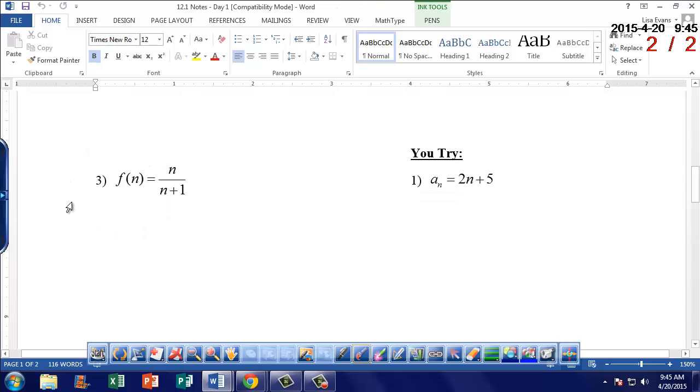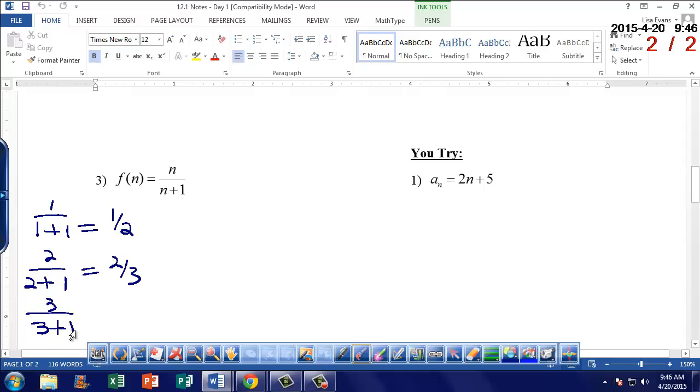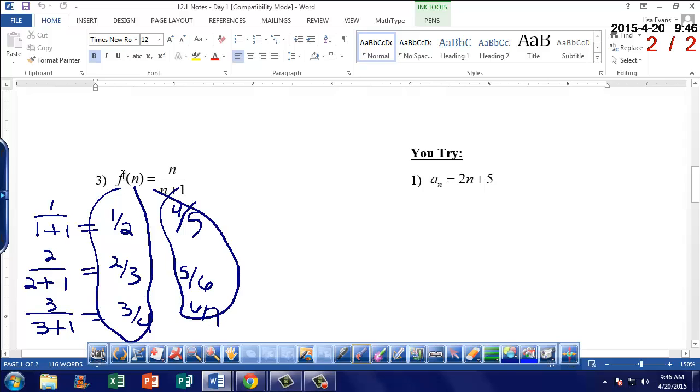So everywhere I see an n, I'm going to plug in a 1. So I'm going to have 1 over 1 plus 1. That's going to give me 1/2. 2 over 2 plus 1 is going to give me 2/3. And you'll be able to recognize a pattern too. So this is going to be 3/4. So what do you think the next one's going to be? 4/5, 5/6, and 6/7. So again, there's our first 6 terms. So I want you to go ahead, take a minute to pause the video, plug in 1 through 6 into this rule, and go ahead and just write your 6 terms out.